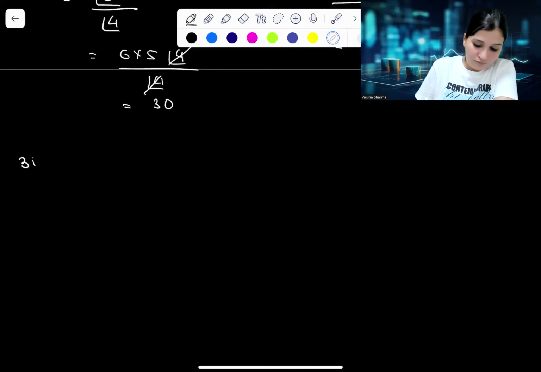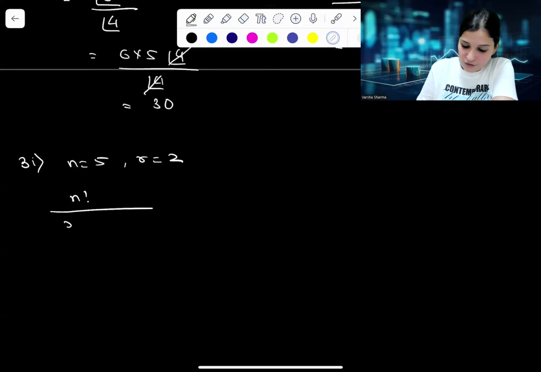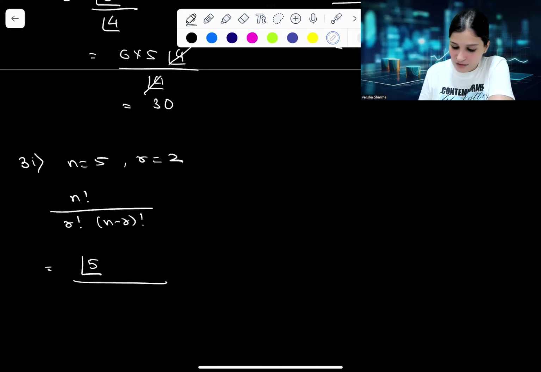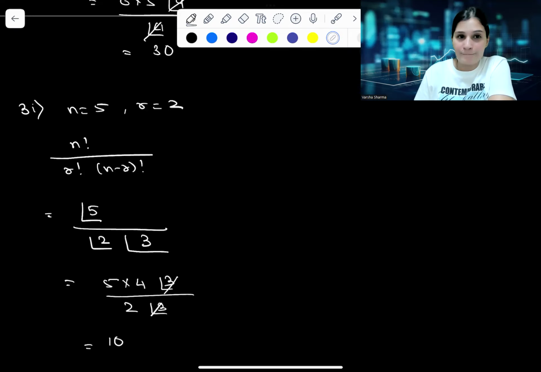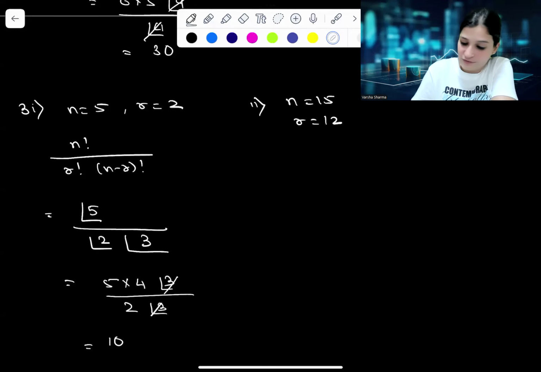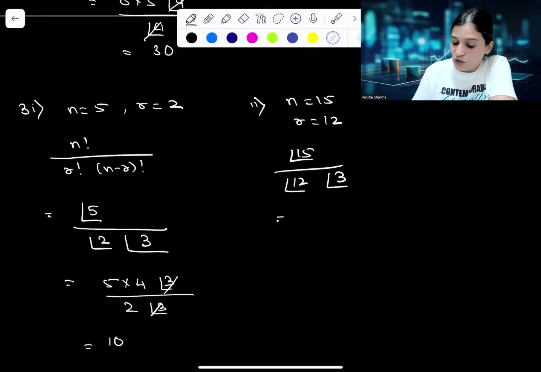Question number 3. N is 5, R is 2. Factorial n upon factorial r and n minus r factorial. N factorial is factorial 5. Factorial r is 2. Factorial n minus r is 3. So opening 5 factorial till I get 3, it gets cancelled. Answer is 10. Yes, ma'am. Next question. N is 15 and R is 12. So factorial n upon factorial r and n minus r. Opening 15 till I get 12.